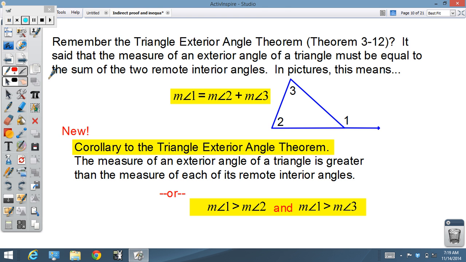Inequalities in one triangle. All right, going back to chapter 3. The exterior angle theorem told us that any exterior angle of a triangle had to be equal to the sum of the remote interior angles, or angle 1, the measure of 1, had to be equal to the measure of angle 2 plus 3. Okay, this is going to blow you away, but we have a corollary coming up now that the measure of the exterior angle 1, you know what? It's got to be bigger than 2, and it's got to be bigger than 3. I know, try and hold yourselves down, but it's true.